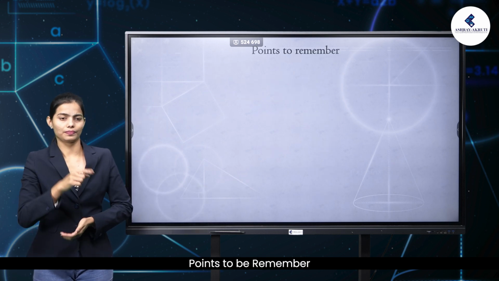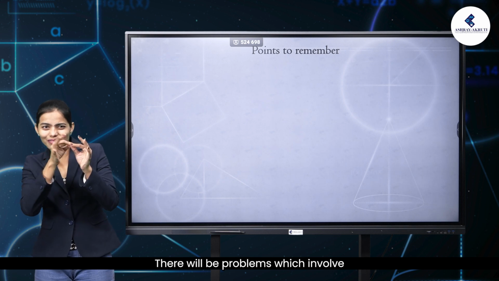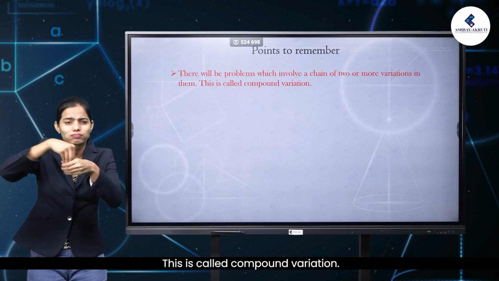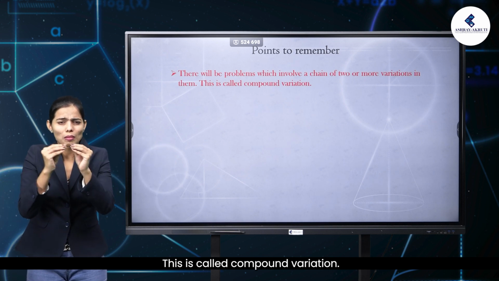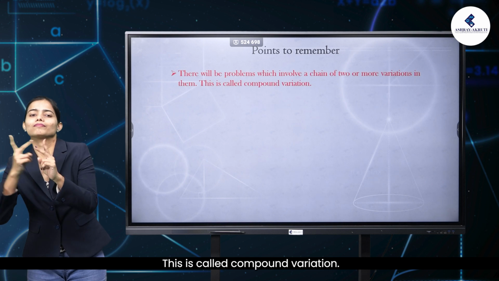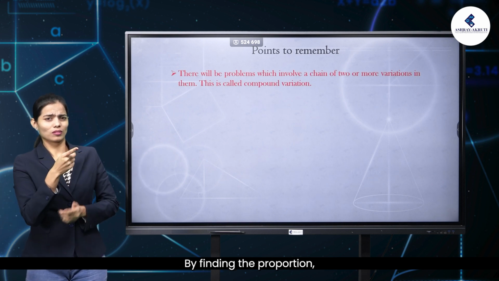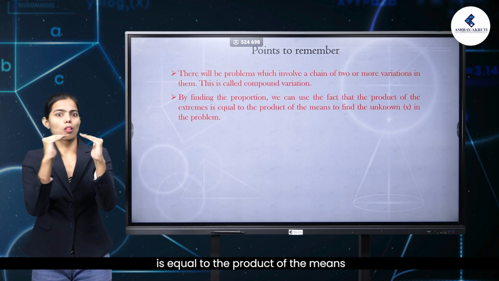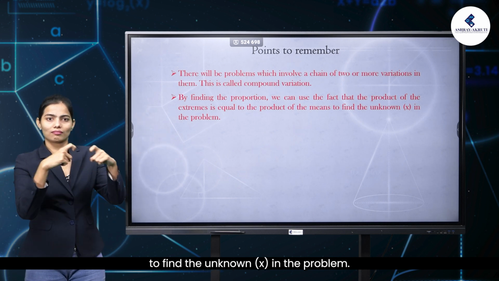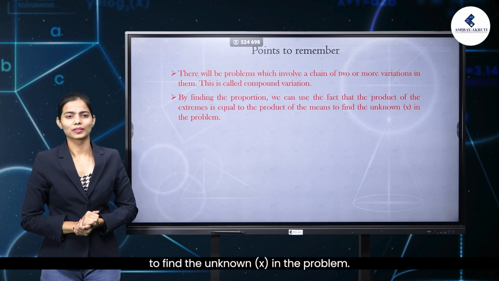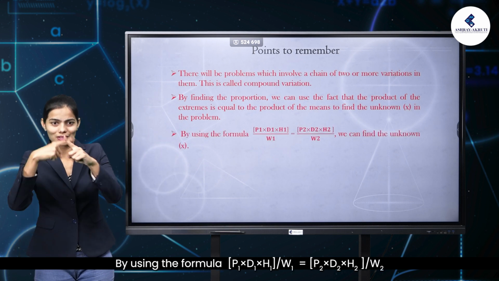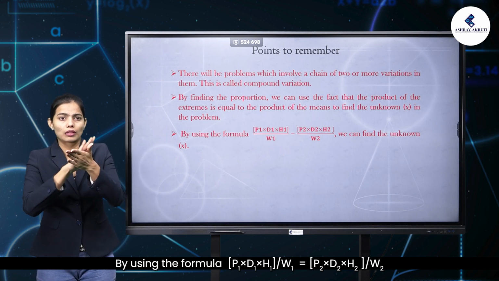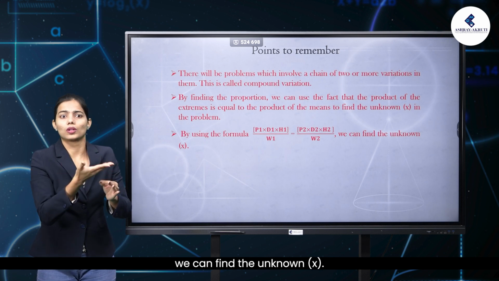Points to be remembered. There will be problems which involve a chain of two or more variations in them. This is called compound variation. By finding the proportion, we can use the fact that the product of the extremes is equal to the product of the means to find the unknown x in the problem. By using the formula P1 into D1 into H1 by W1 is equal to P2 into D2 into H2 by W2, we can find the unknown x.